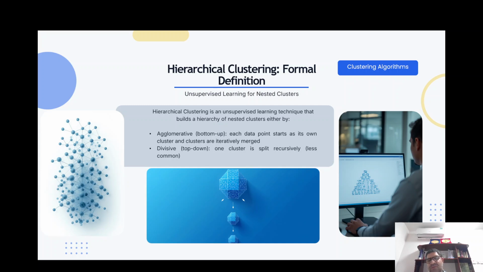There are two approaches in this, and we are going to deep dive into that. But first of all, you need to understand hierarchical clustering. What are the two approaches with which it builds the hierarchy of nested clusters? The first one is called agglomerative, which is a bottom-up approach. Each data point starts as its own cluster, and then clusters are iteratively merged, so they form a nested cluster.